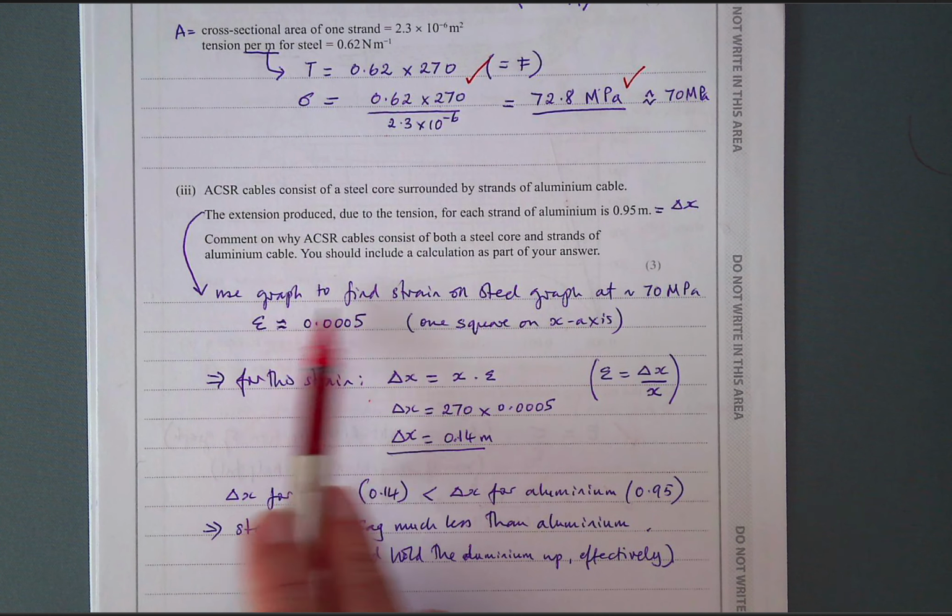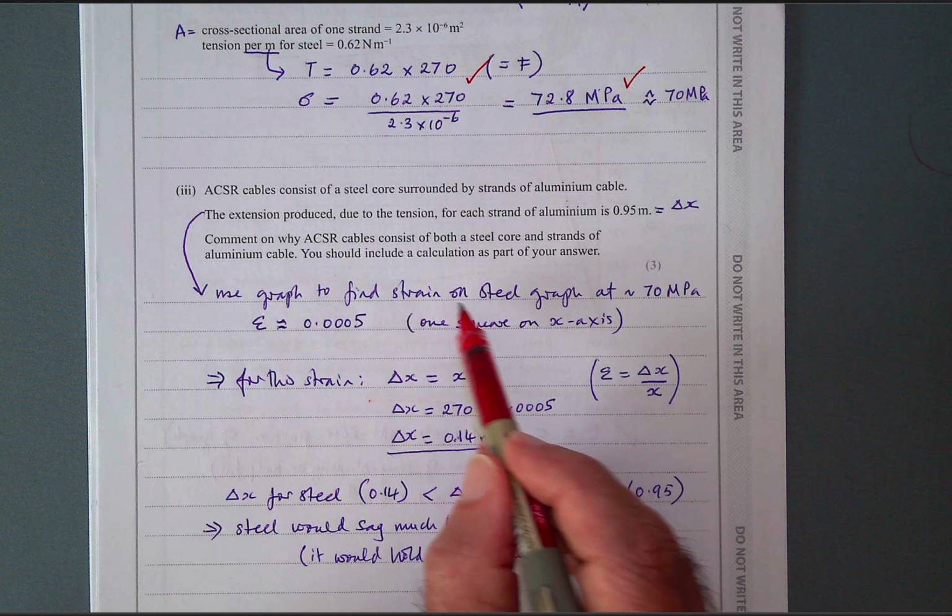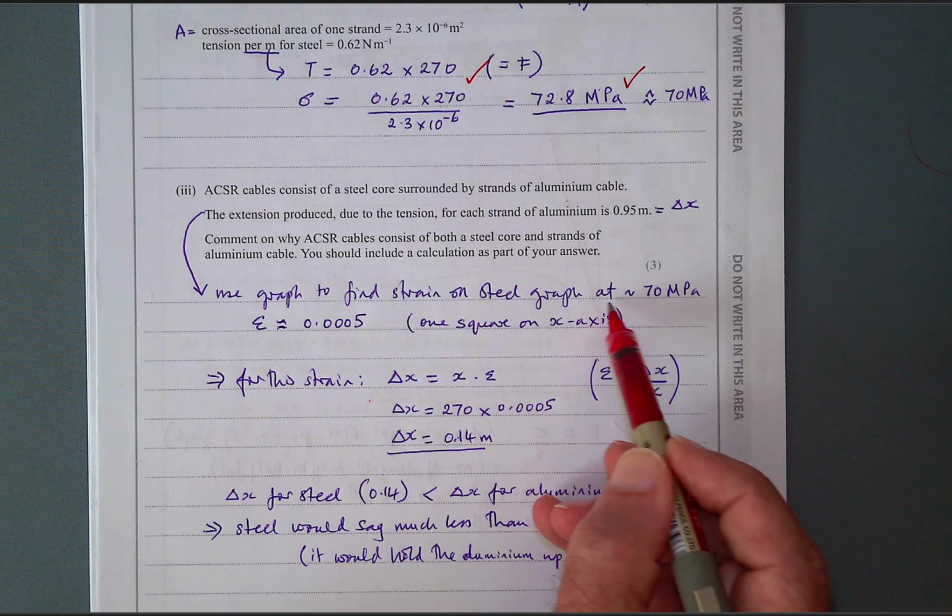So use graph to find strain on the steel graph at approximately 70 megapascals, which is what we worked out in the part above. So we find out that the strain on that is approximately 0.0005. Let's just have a look at the graph. At 70 megapascals. So at 70 megapascals, that's what we're looking at.